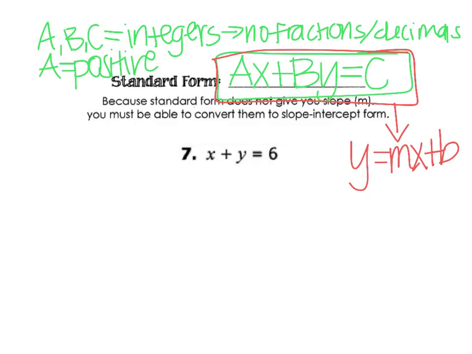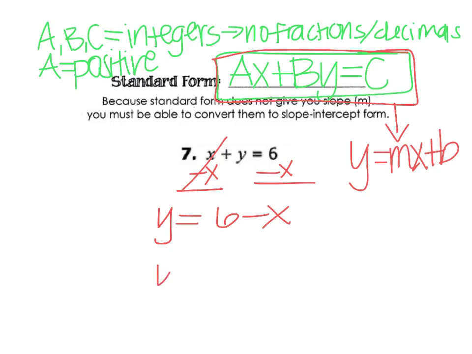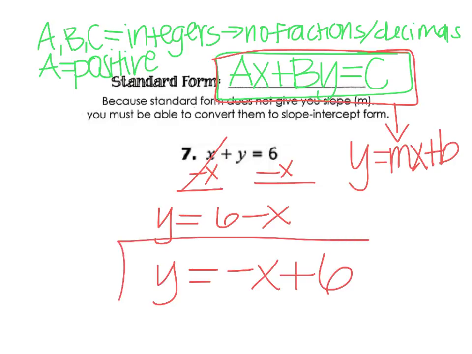So number 7, what we want to do is get y by itself. So in order to do that, we would subtract x from both sides. Our x's would cancel out over here, and we would be left with y equals 6 minus x. However, we want it to be in the form y equals mx plus b, so we want to rewrite this as y equals negative x plus 6. So our slope, or our m, is -1, and our b, or our y-intercept, is positive 6. And that is how we convert from standard form to slope-intercept form.